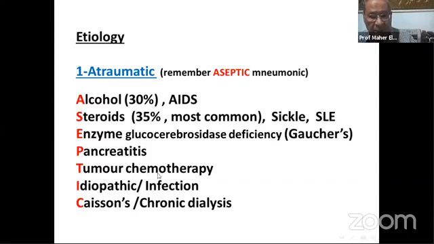Tumor chemotherapy, idiopathic, infection, Caisson's disease or acute decompression syndrome, you know this, and finally chronic dialysis.